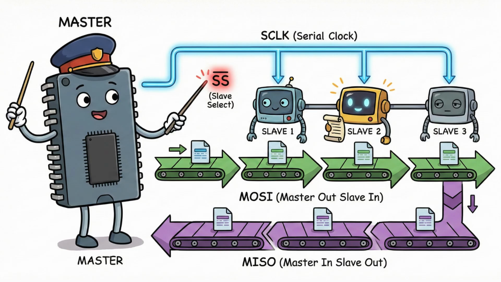If I2C is the polite conversation, SPI is the high-speed conveyor belt. It uses four wires. Look at the data belts: MOSI, master out, slave in, and MISO, master in, slave out. They move data constantly. Instead of addresses, the master physically selects which slave to talk to using a slave select line. It's faster than I2C, but requires more wiring.